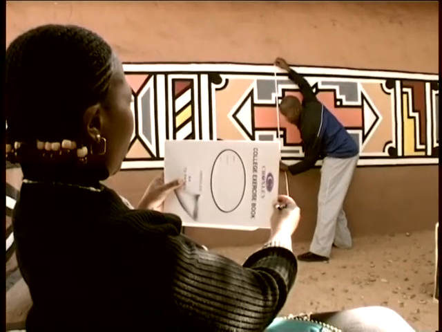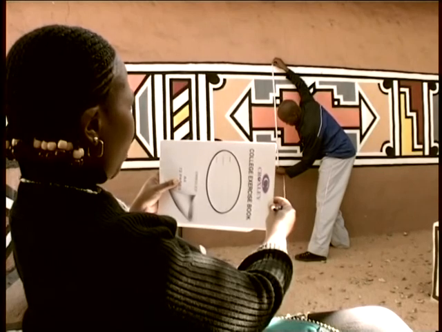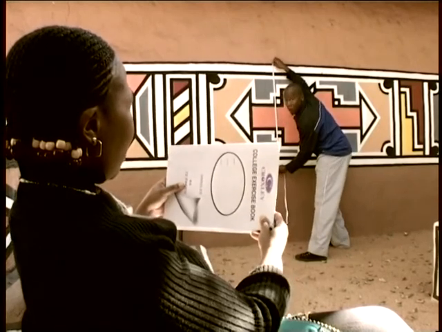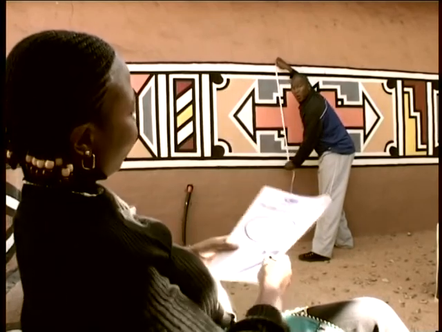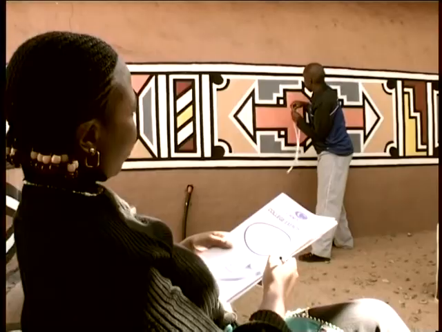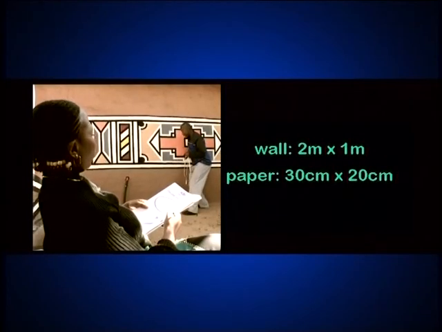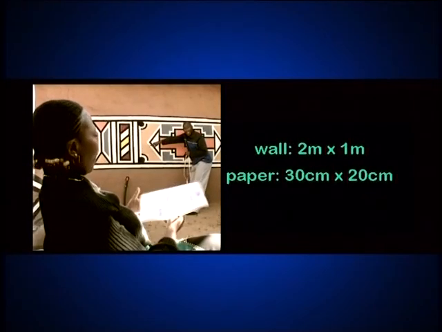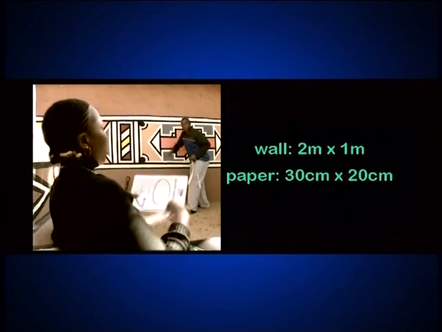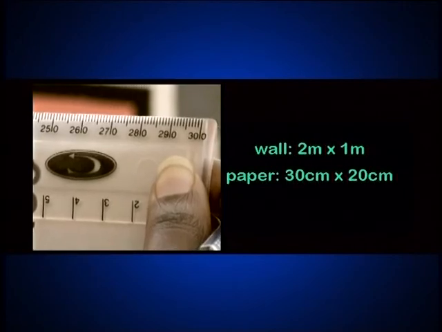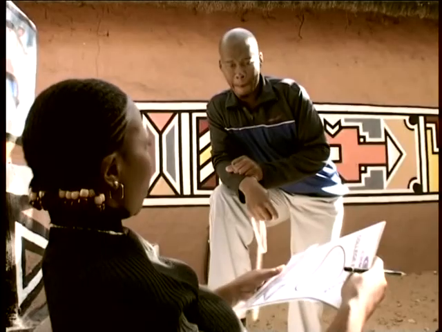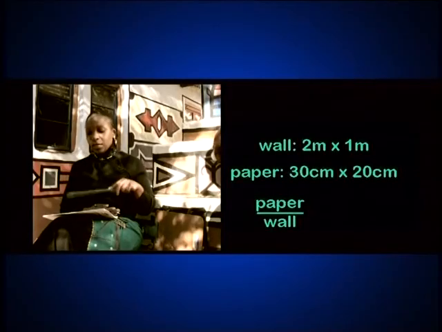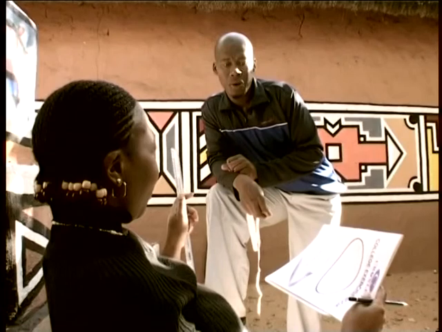What we've got to do is turn the sketch pad this way so it mirrors the way the design lies. Artists would say landscape versus portrait. So this is 1 meter height and 2 meters wide. Yeah, and this paper is 30 centimeters wide and 20 centimeters high. So we've got to determine the scaling factor. How many centimeters here represent a meter there?